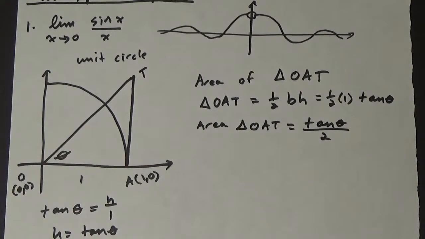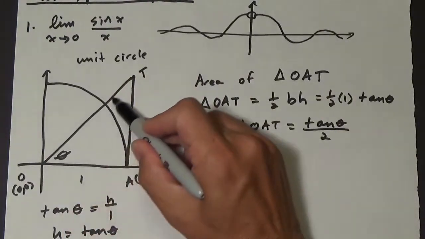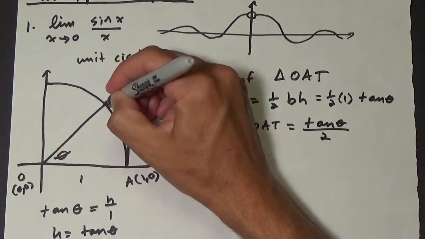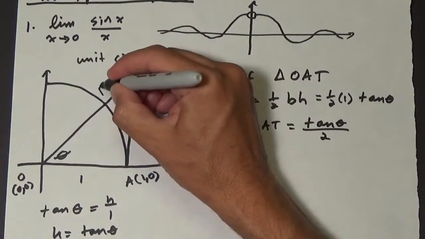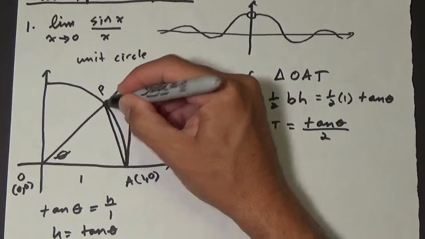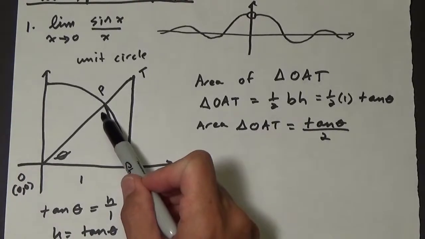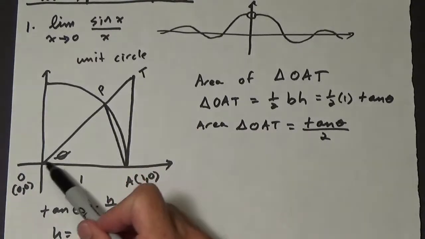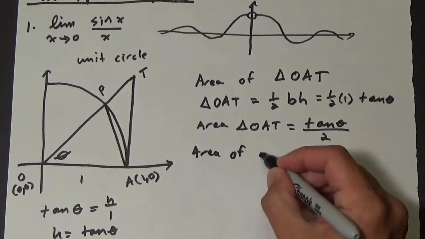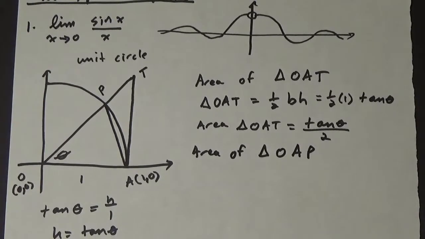Okay, now we're going to build another little triangle, and this one here, we're going to go from where this side intersects the circle, that point right there. We'll call that point P. And so now I'm going to connect these two. And so we have this little triangle OAP right here. So let's find the area of triangle OAP.